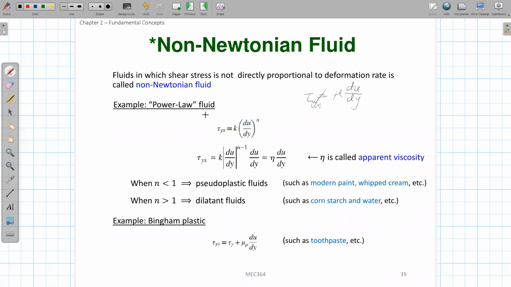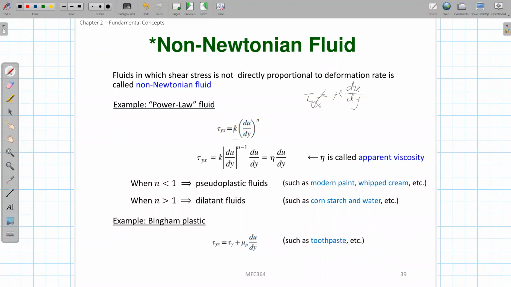One is called the power law fluid, and one is called the Bingham plastic. For the power law fluid, you won't be able to write tau_x = mu du/dy. Instead, on the other side, it has to be k, a constant. You can think of it as something similar to viscosity, but times du/dy to a power of n, where n is a constant.